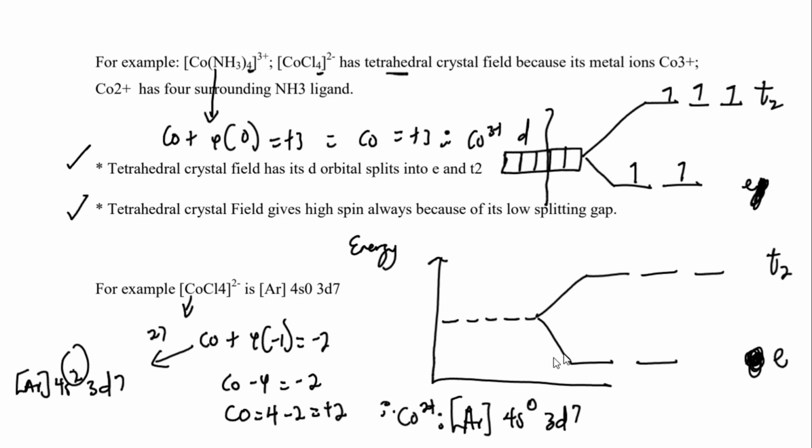So we're going to fill 7 electrons. That'll be 1, 2, 3, 4, 5, 6, 7. But here, when it's split, it's going to be 1, 2, 3, 4, 5, 6, 7. Because tetrahedral will always give high spin, we don't need to pair before we fill everything. We have to fill everything first before we pair because the distance between these is very, very small. So we have that.